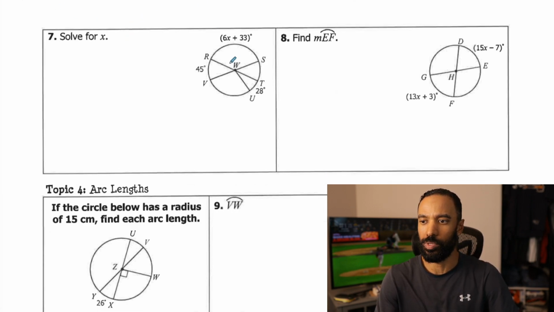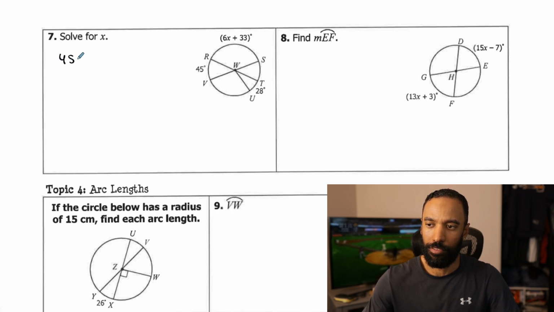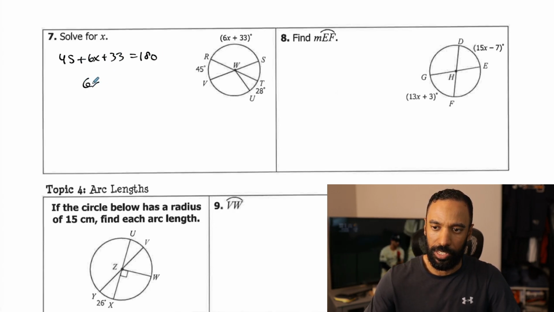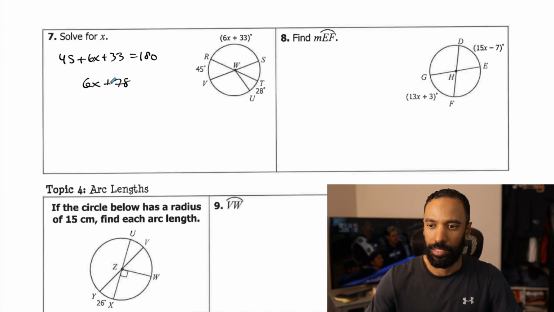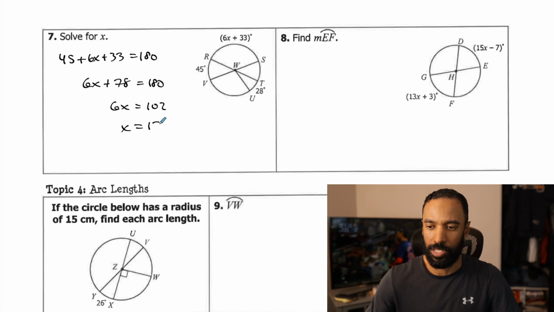All right, solving for x. We still have central angles involved. We got to solve for x here. I'm seeing a semicircle, 180 degrees. These two add to 180, and we set it up that way. 45 plus 6x plus 33 equals 180 degrees. Combine these guys, and you get 78. Subtract 78 from both sides and divide both sides by 6. You're going to get x equals 17.